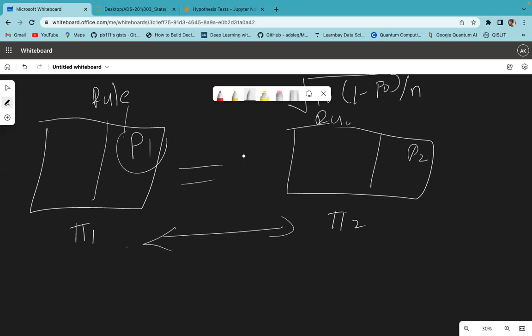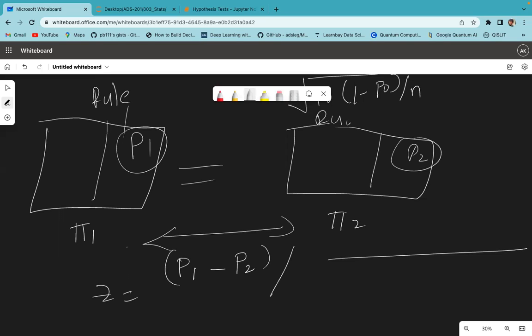This is my population proportion 1, this is my population proportion 2. So here I have to calculate the z. My z is population proportion 1 minus population proportion 2, divided by the square root of p times (1 minus p) times (1 by n1 plus 1 by n2).